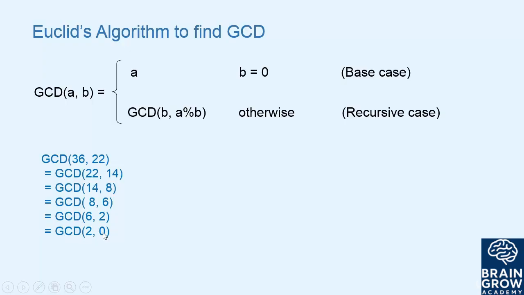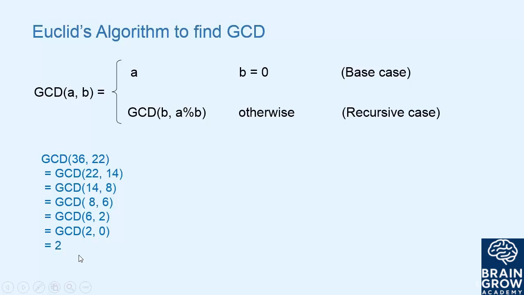This is equal to GCD of 2 and 0 because 6 modulus 2 is 0 and this 2 comes from here. Now we have reached the base case. The value of B is 0. So GCD will be equal to the value of A. Value of A here is 2.